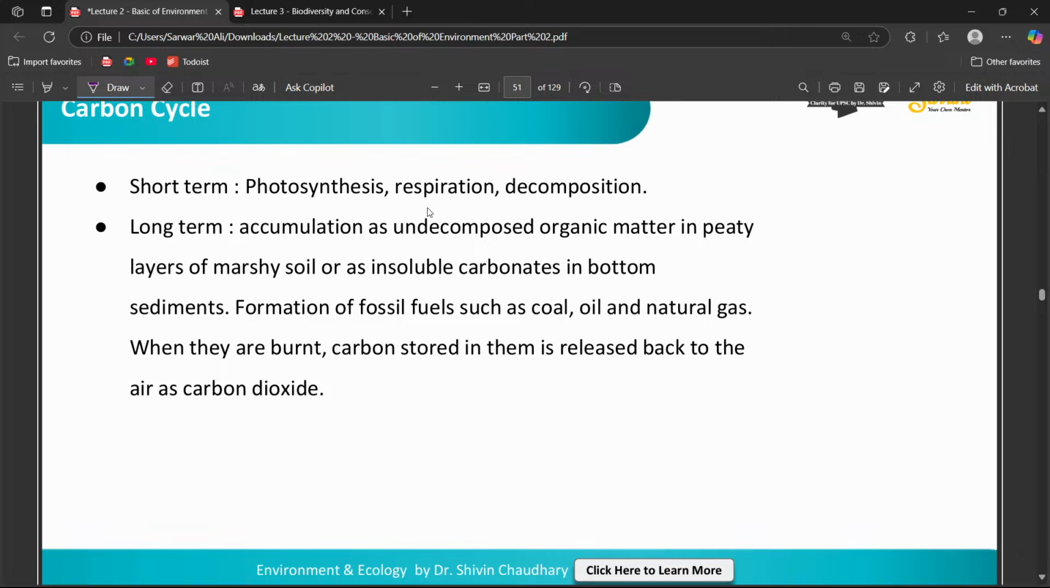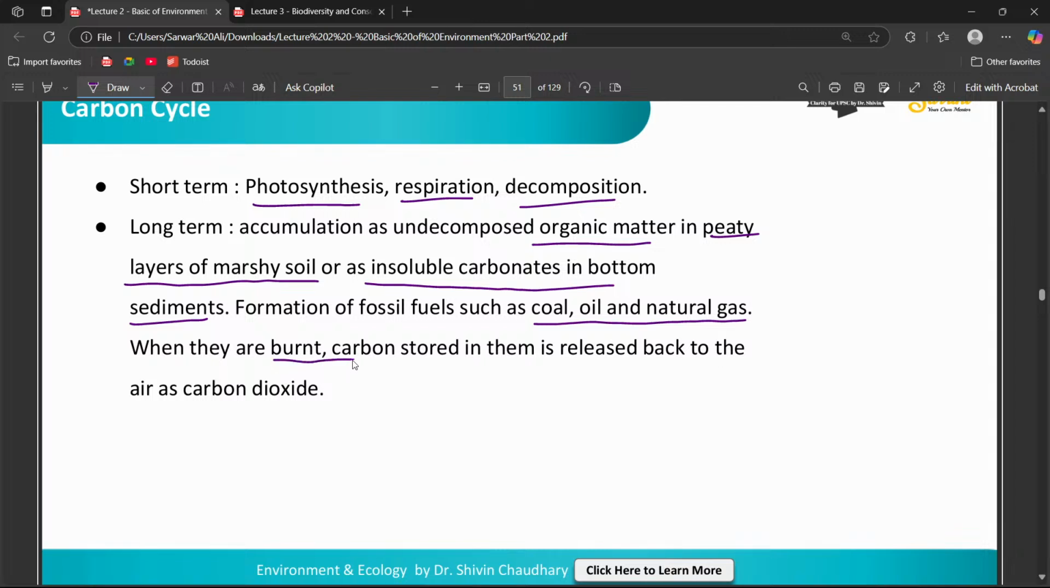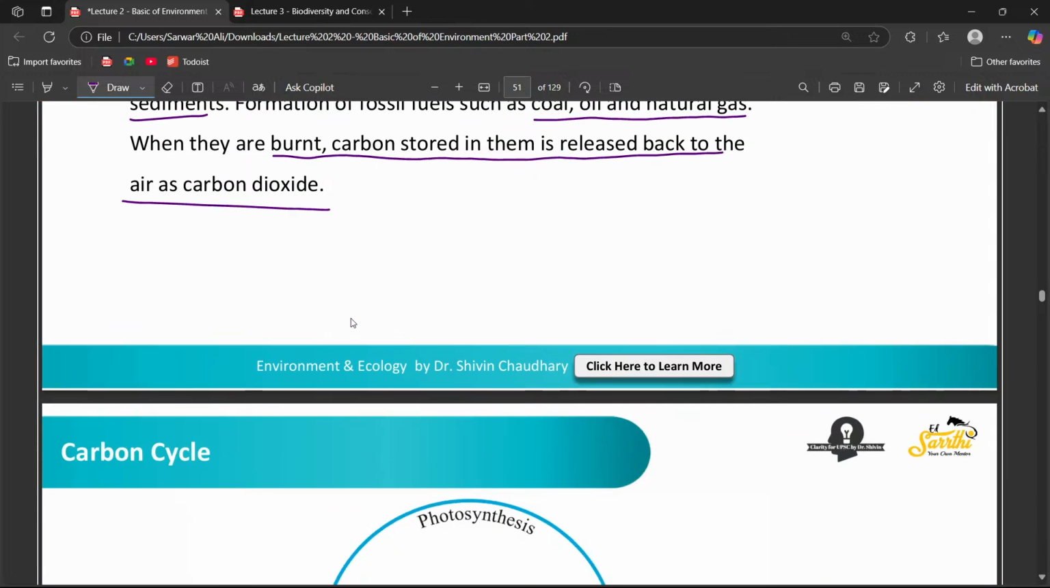Carbon cycle, short term, long term. Short term is photosynthesis, respiration, decomposition. Long term is accumulation of undecomposed matter in peaty layers of marshy soil or as insoluble carbons in the bottom sediments. Formation of fossil fuels such as coal, oil, natural gas. When they are burnt, carbon stored in them is released back to the atmosphere as carbon dioxide.